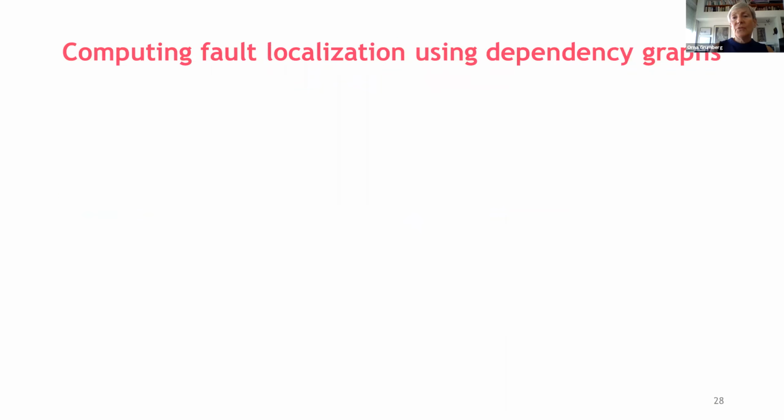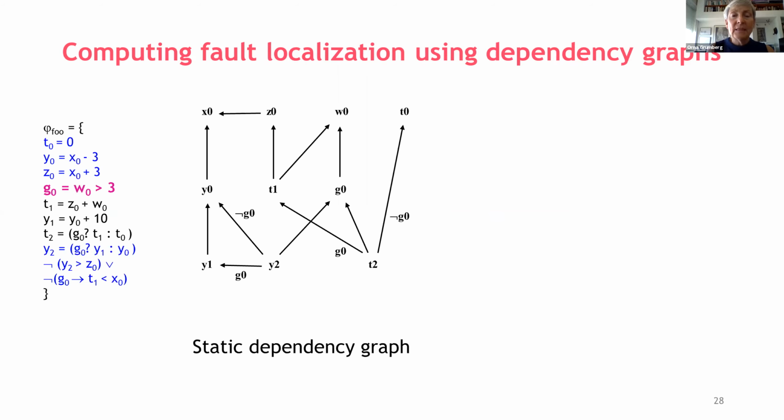In order to compute the fault localization, we use a dependency graph. And the dependency graph describes the dependencies between index variables. So for instance, we have an edge, an arc between Y2 and Y0, because the value of Y2 depends on the value of Y0, but we remember that it's only on condition not G0. So the static dependency graph just describes all possible dependencies between index variables.